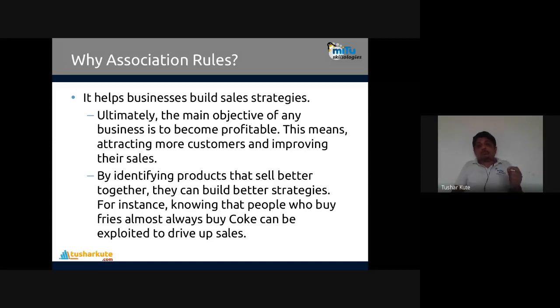Ultimately, the main objective of any business is to become profitable. Exactly. This means attracting more and more customers by improving sales. This can improve your profit. By identifying products that sell better together, they build better strategies. For instance, knowing that people who buy fries almost always buy Coke can be exploited to drive up sales.